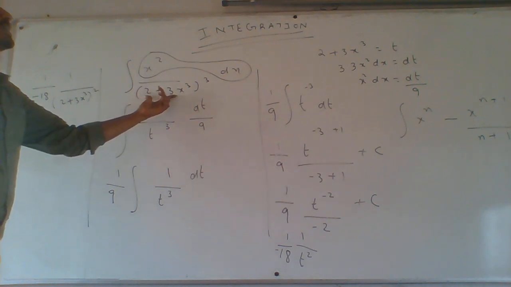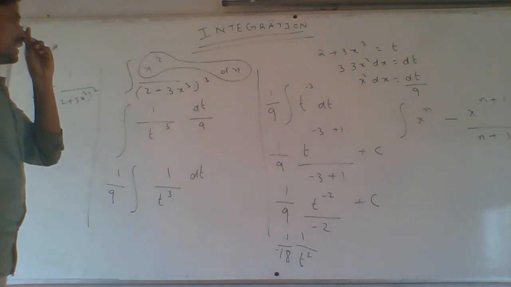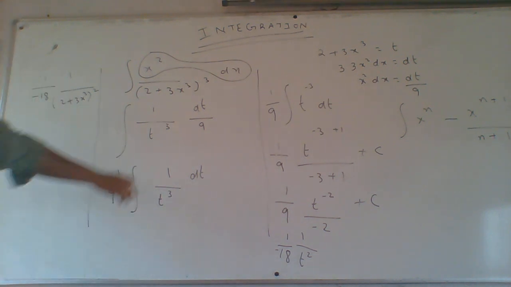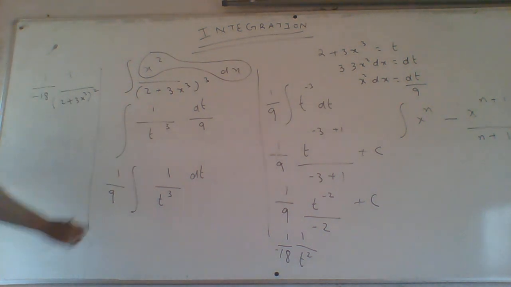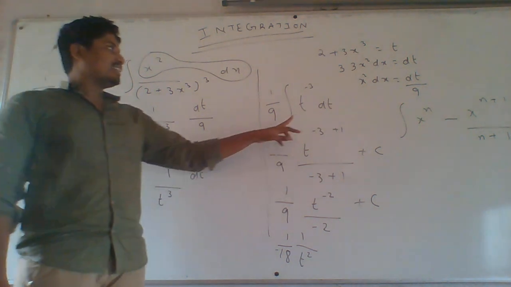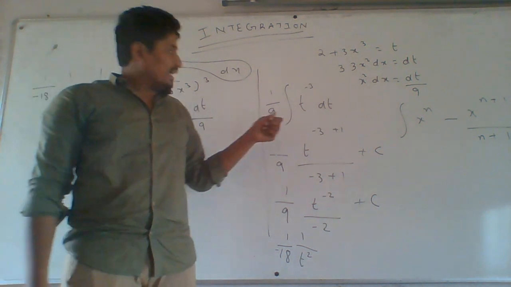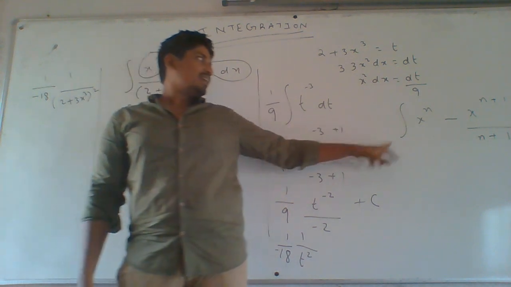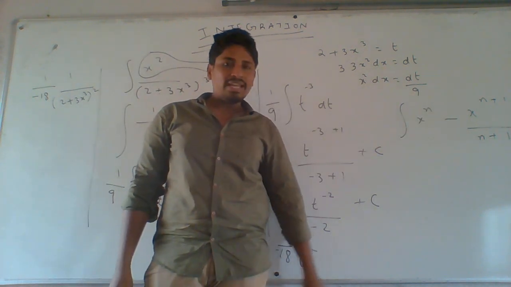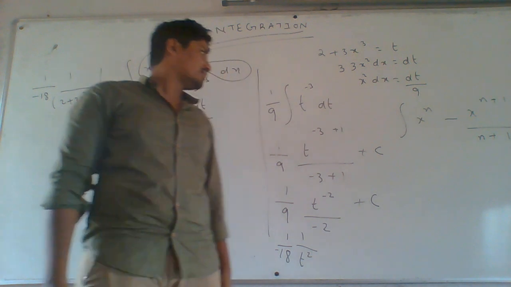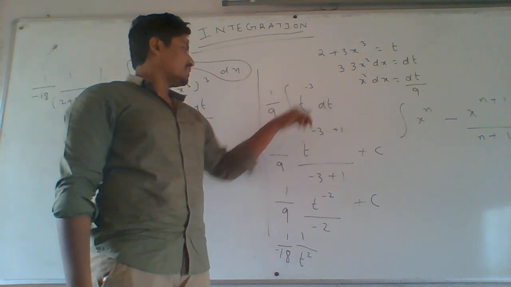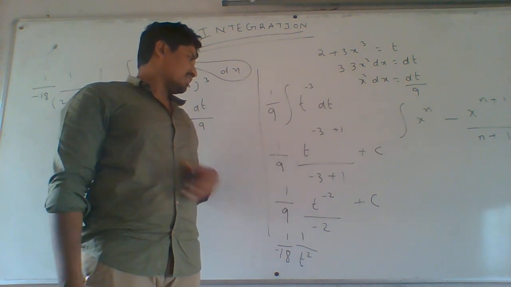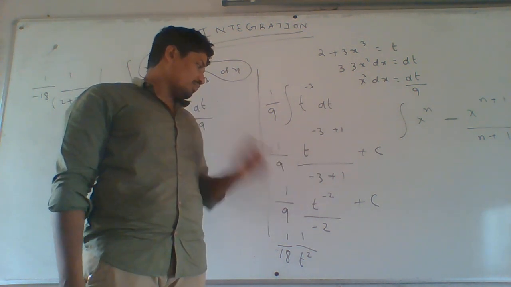In the place of 2 plus 3x cube, I have written t. 1 by t cube dt. 9 is a constant, I sent it out. Now 1 by t cube can be written like this: t power minus 3. It resembles the formula for integral x power n. What is the formula for x power n? It is x power n plus 1 by n plus 1. In the place of n, it is minus 3. T power minus 3 plus 1 by minus 3 plus 1, which equals t power minus 2 by minus 2.